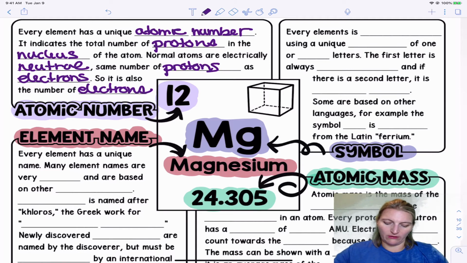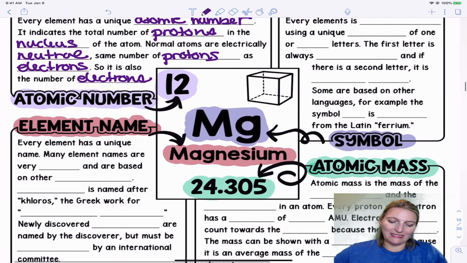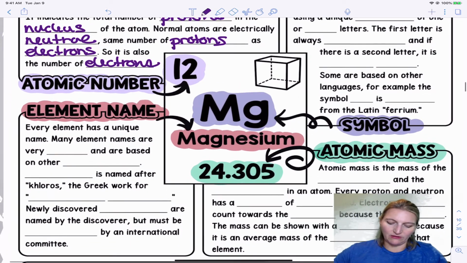You will also see an element's name sometimes listed on the periodic table. And every element has a unique name. Many element names are very old and are based on other languages. So they give a few examples here.